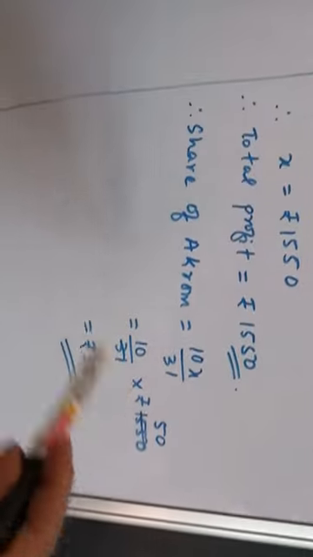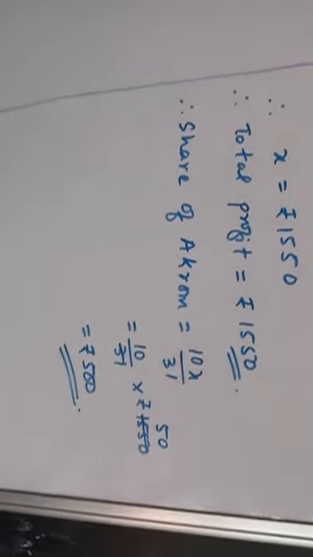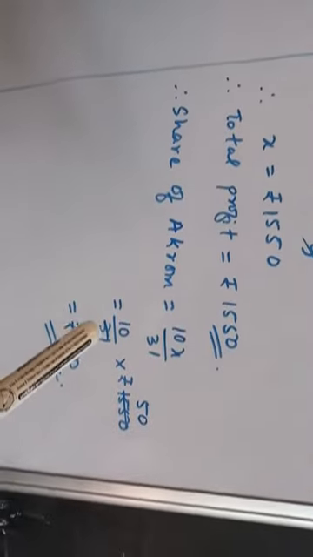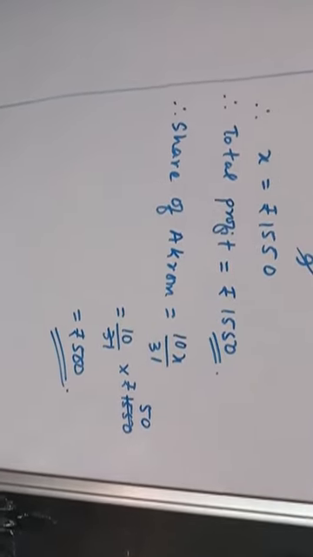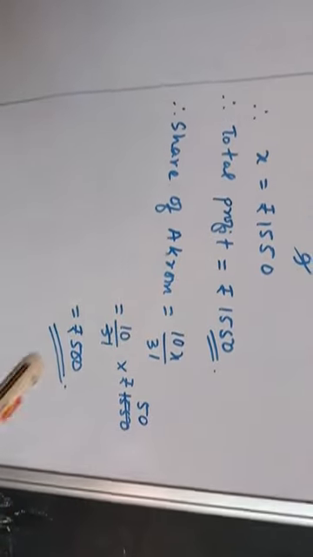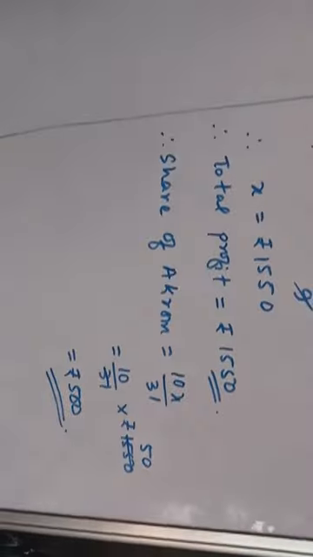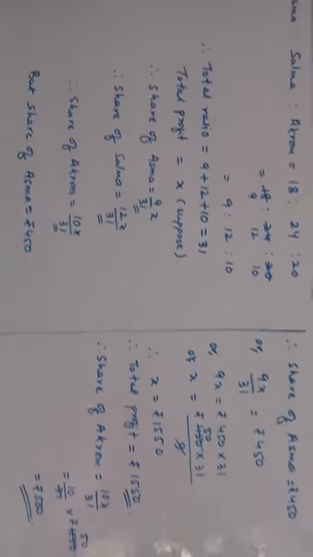Most of the questions are arranged this way, so check properly. So 31, 5 times is 155 and 0 remains. So 50 into 10 will be 500. So this is the solution of this question.